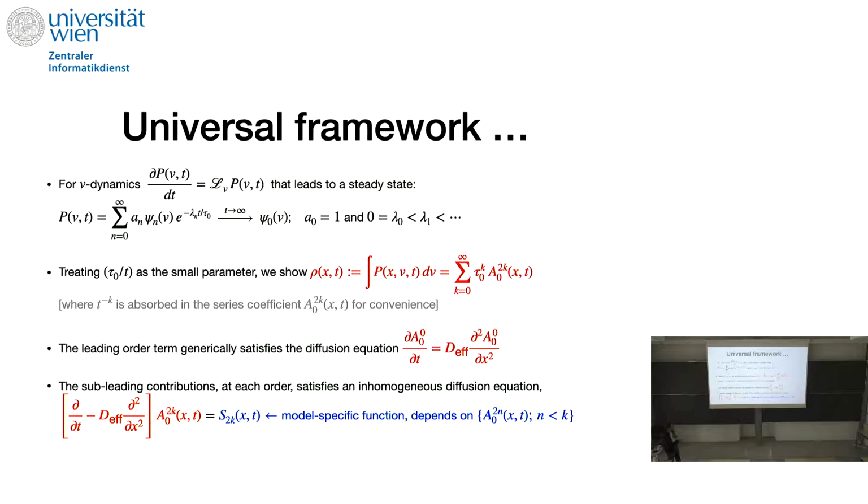And the lowest order satisfies the diffusion equation. So this lowest order gives you this Gaussian form, which we got earlier by the heuristic central limit theorem. Here you can get it exactly starting from your Fokker-Planck equation. In fact, you can go beyond that to any order. What we could show is that at any order, this A02K satisfies an inhomogeneous diffusion equation, where the functional form of the source term is model specific, but the source term only depends on the solution A0 to N of the previous orders. So you can recursively go and solve this.